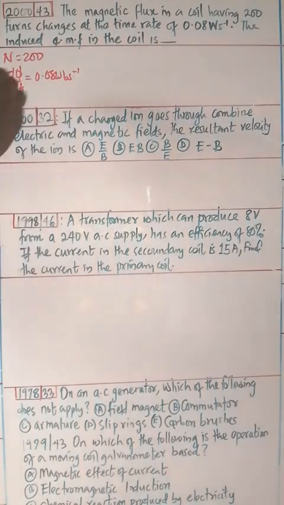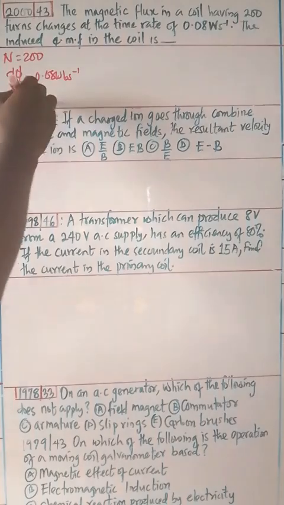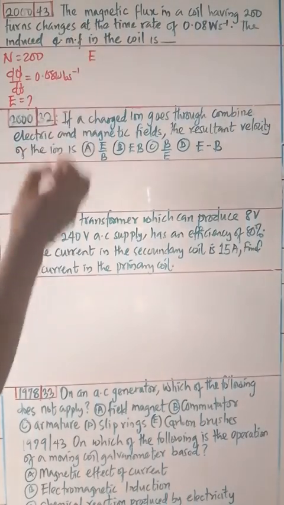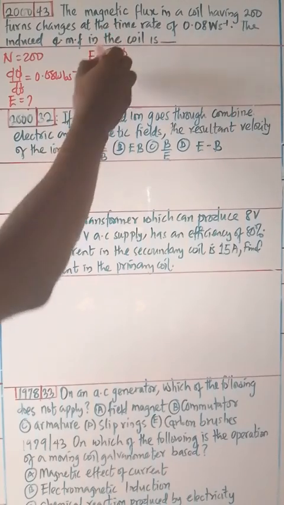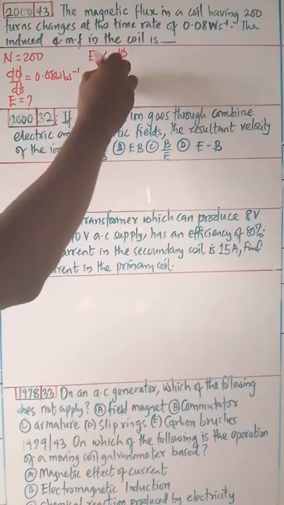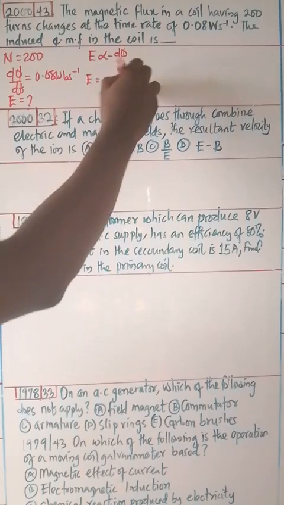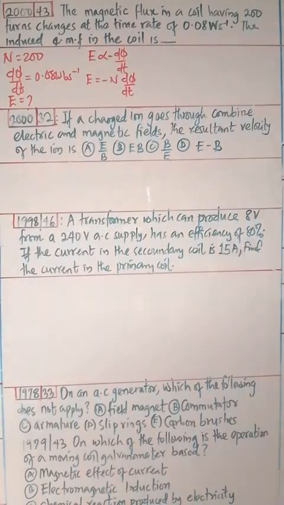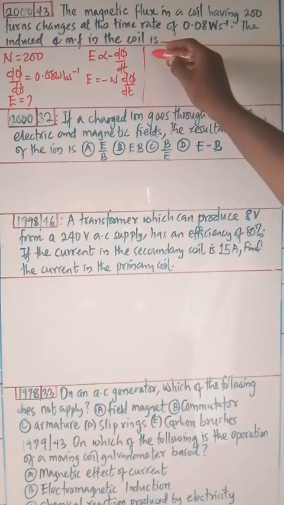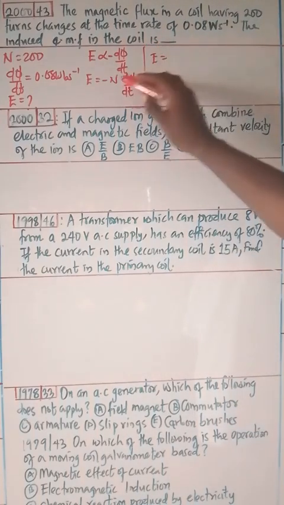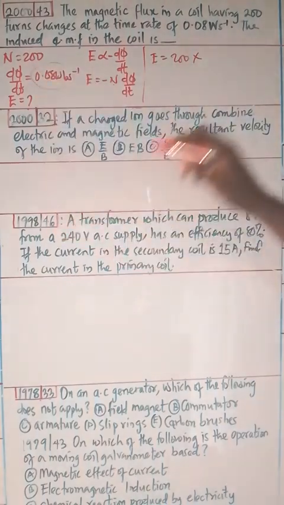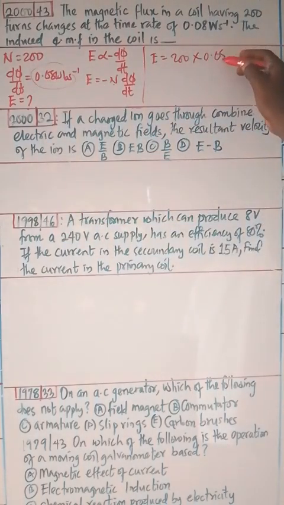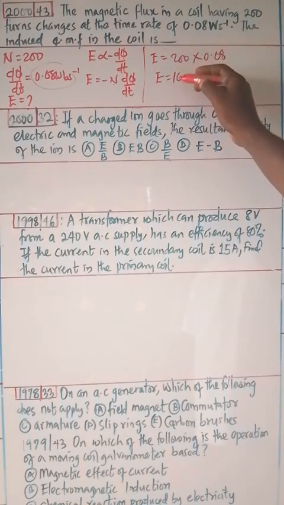So the question says you are looking for the induced EMF. So what's induced EMF? According to Faraday, it says the induced EMF is directly proportional to the rate of change of magnetic flux. And from here, E equals to... So the negative sign is only telling us the direction according to Lenz's law. From here, E directly equals to negative sign, the N is 200. And directly we are given the rate of change of magnetic flux, 0.08. So the answer is 16 volts.